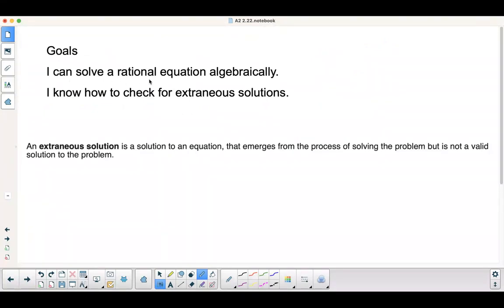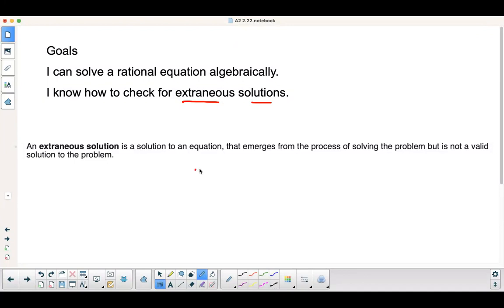So goals. I can solve a rational equation algebraically, and I know how to check for extraneous solutions. Now, this is a new word here, extraneous solutions. An extraneous solution is a solution to an equation that emerges from the process of solving the problem, but is not a valid solution to the problem. Okay? Usually happens when you have x in the denominator.